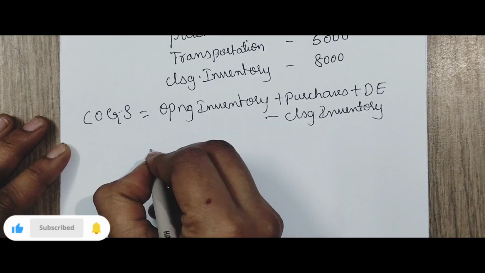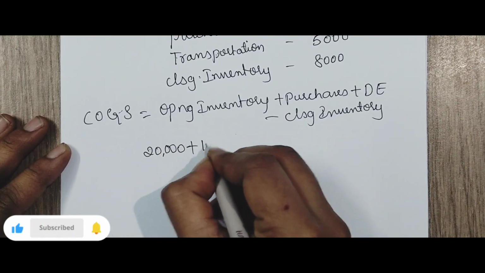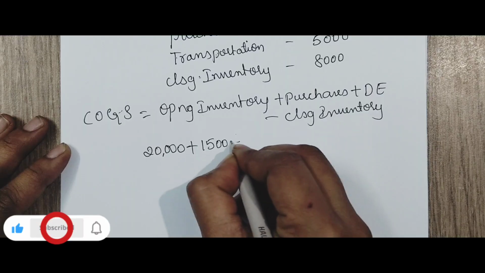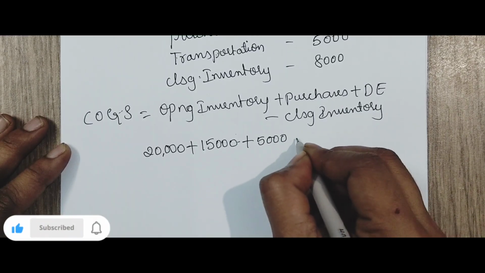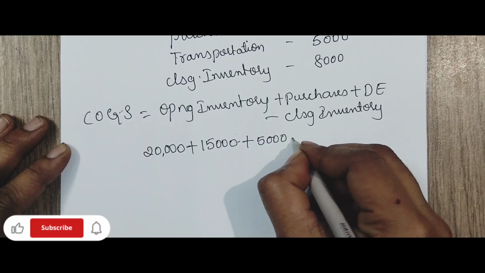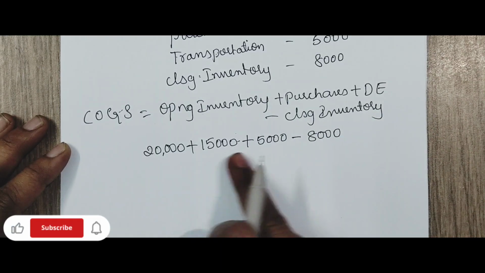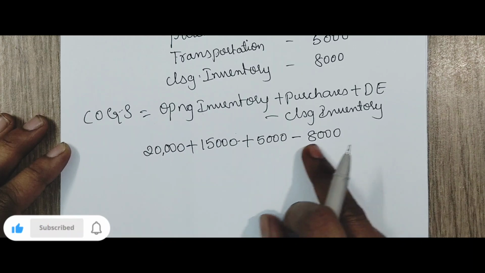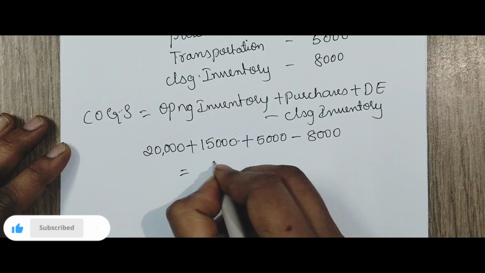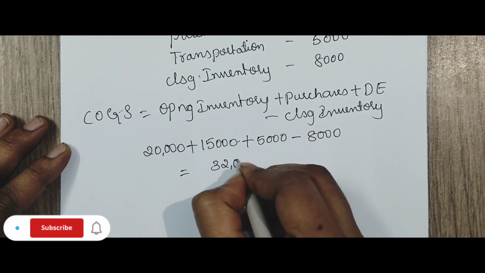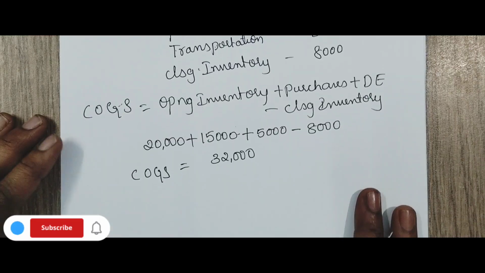So what is our opening inventory? It is 20,000. Purchases was 15,000. 5,000 was transportation charge as direct expenses, minus closing inventory was 8,000. Here 40,000. In 40,000, if you minus 8,000, 32,000 is your cost of goods sold.